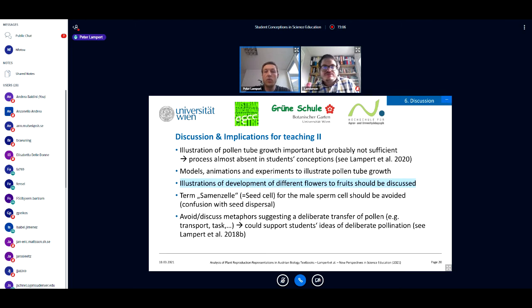So we aim to design animations and experiments to illustrate pollen tube growth even better, because there are, especially in German, not that many good materials available at the moment.